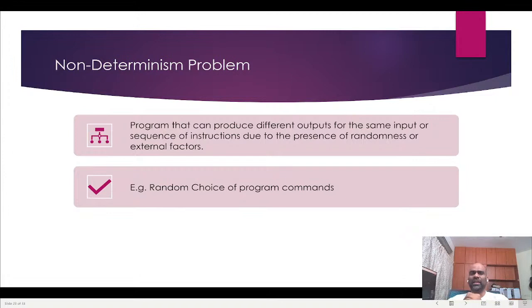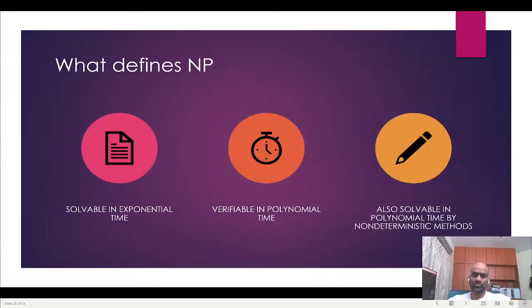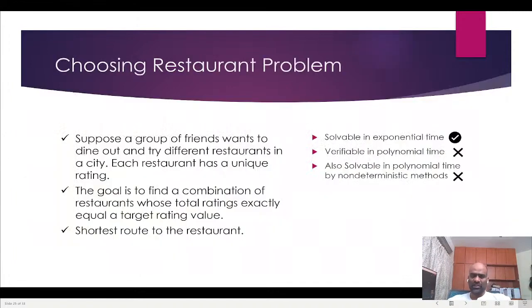I'll just give you a real-time example. As of now, just think of determinism as the normal program we write as a programmer. A non-deterministic program is where you write two programs and let the CPU decide which function to call in a program. Is that okay? Fine. So let's come back to the slide.